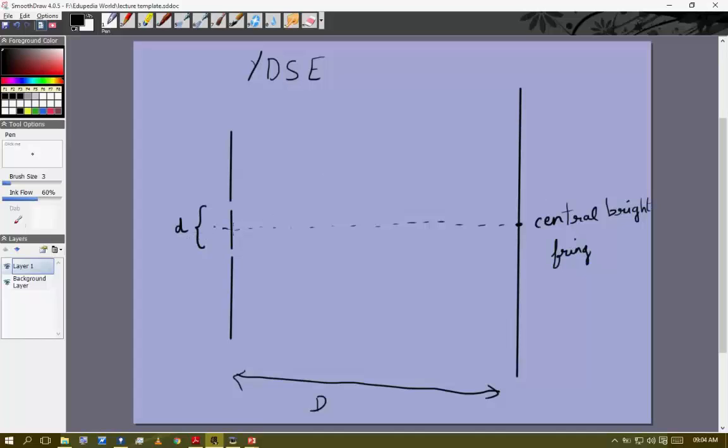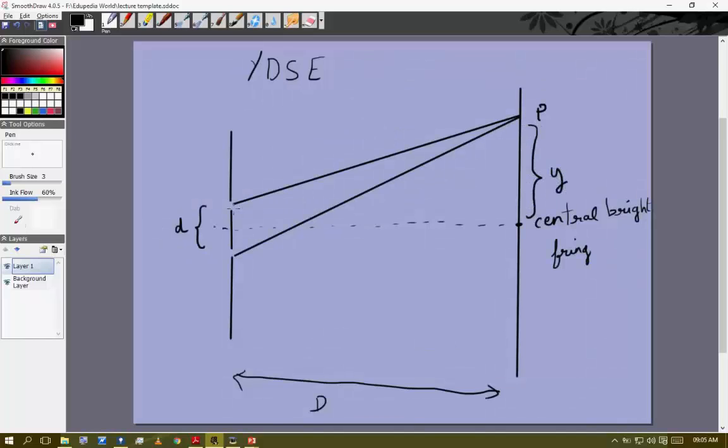Let's consider any other point apart from this. So let's consider light going from this slit and the light going from this slit to a point P. Let's take this distance to be y, and let's take this central angle to be theta.